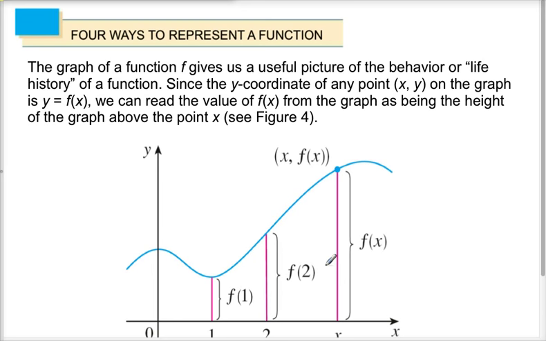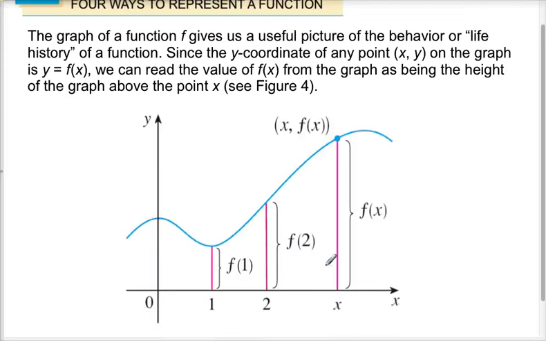The graph of the function gives us a useful picture of the behavior, or the life history, of a function. Since the y-coordinate of any point x, y on the graph is y equals f of x, we can read the value of f of x from the graph as the height of the graph above the point x. If this is x equals 1, then the distance from the x-axis to the curve is f of 1. If this is x equals 2 in my domain, then the height from x equals 2 to the curve is f of 2.